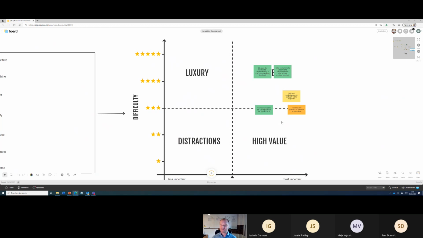20 seconds. 10. Everybody seems happy with the prioritization. 5, 4, 3, 2, 1, go. Okay, so that's our prioritization.